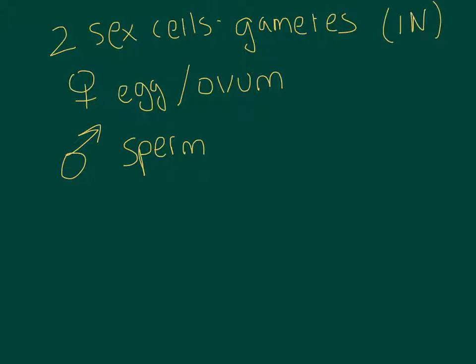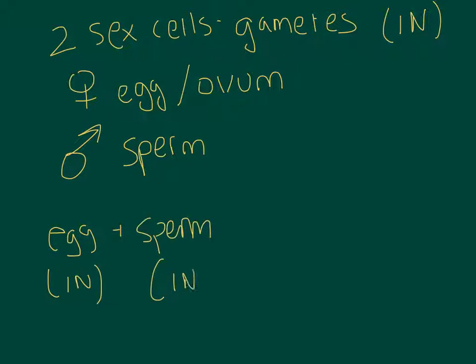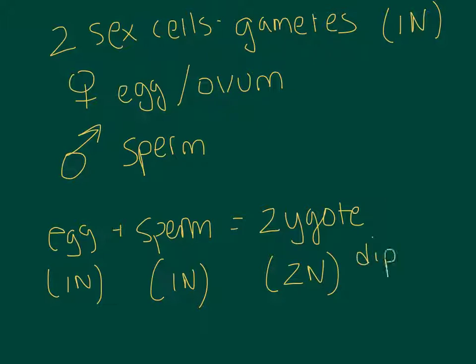So you need two of these cells to create a new organism. The egg being 1N, and the sperm being 1N, will create an individual called a zygote. The zygote is 2N, something called diploid, which means that they're an organism. That occurs through an event called fertilization. And fertilization basically made you who you were.